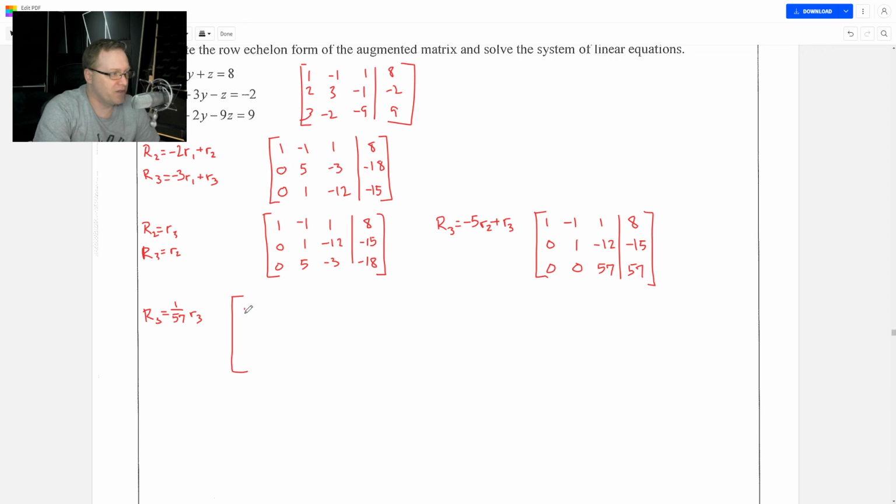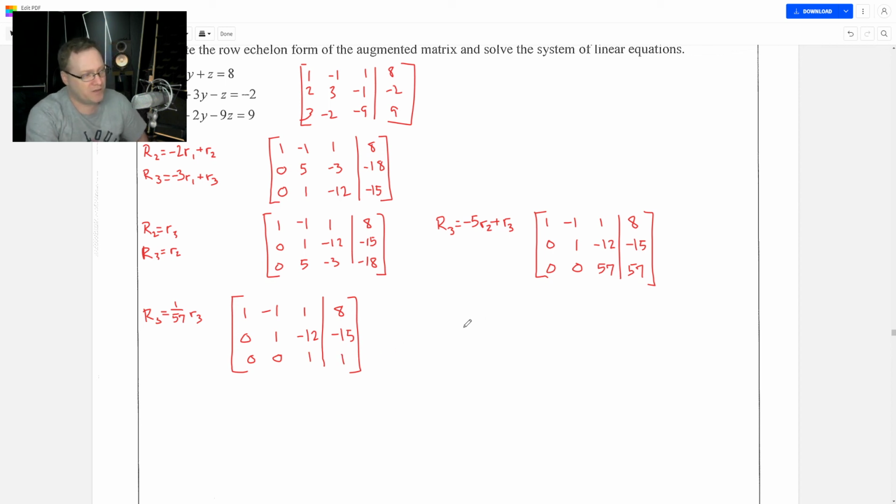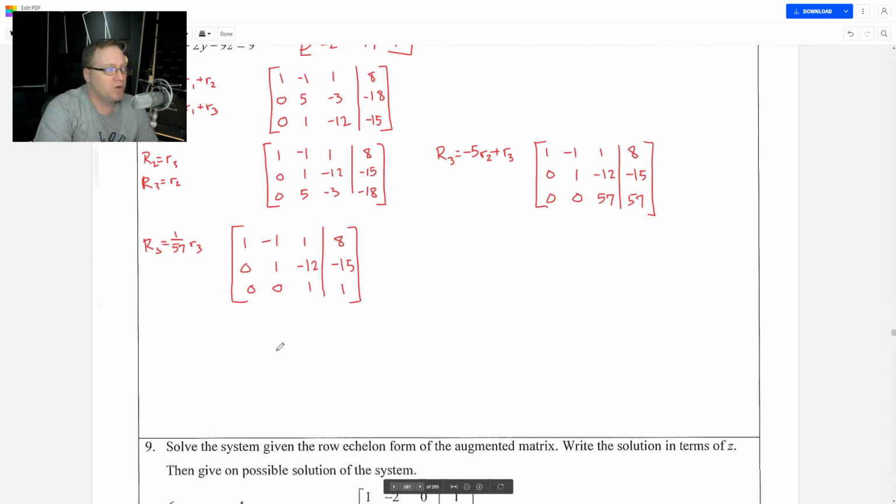So let's write our new matrix. The new matrix is going to be 1, negative 1, 1, 8, then 0, 1, negative 12, negative 15 here, and then we're going to multiply everything here by 1 over 57. So 0, 0, 1, and 1. All right? And now we have row echelon form. 1, 1, 1, and then zeros below it. So we can now do step 6, which is just to solve.